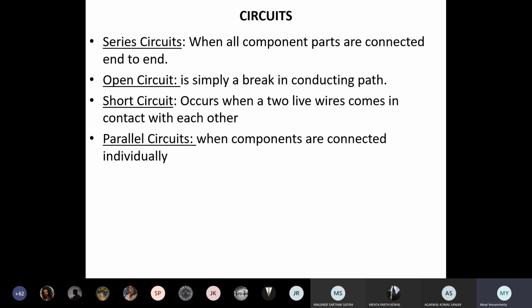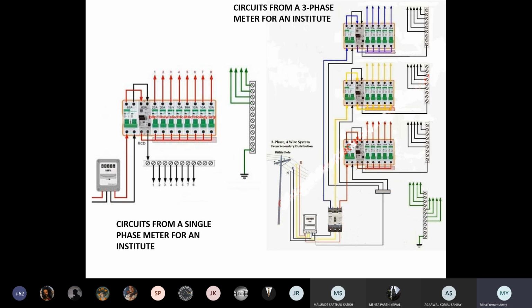Then you have open circuit, which is simply a break in a conducting path, okay? And a short circuit occurs when two live wires come in contact with each other. When the open circuit is broken, you get a short circuit. It's simple. So these are basically the circuits that you will generally come across, okay? And this is how the distribution is shown. 1 second.